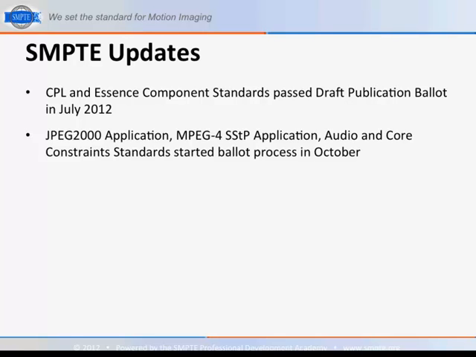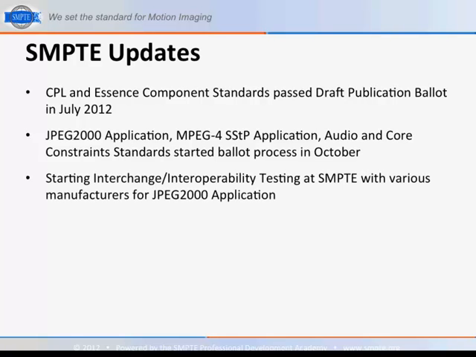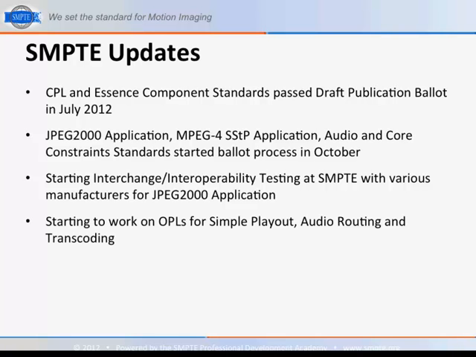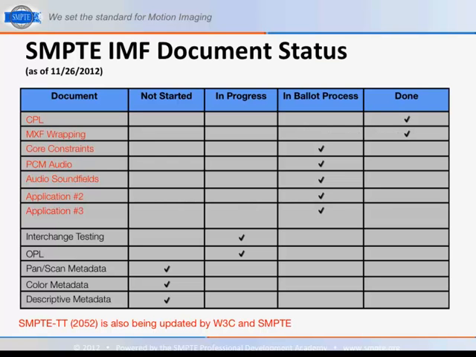We have the JPEG 2000 application, the MPEG-4 Simple Studio Profile application, the audio and the core constraints standards starting their ballot process in October. And so those are working through the balloting process and comment period right now. We have started interchange and testing at SMPTE. This is a little bit different. I'm going to talk a little bit more about this in a couple of slides here, so just hold off on that one. And we've already started to work on the output profile lists for basically simple playout, audio routing, and transcoding.